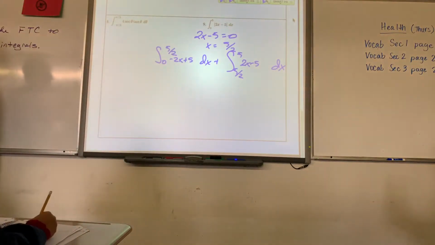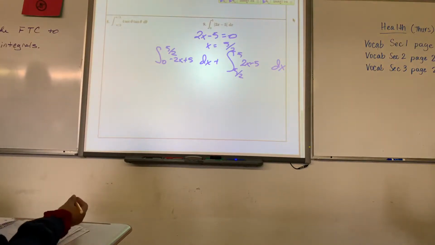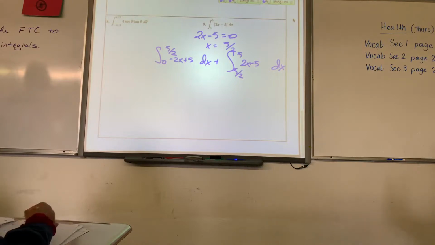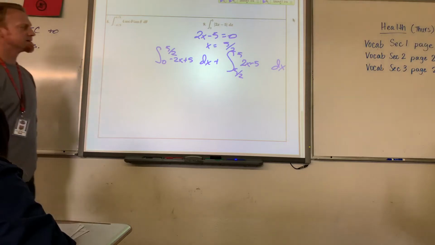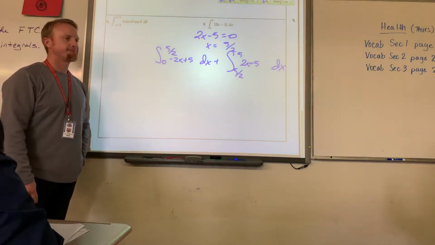Wait, what? Okay, I'm so confused on how. I get how you get the negative and everything, but what makes it where you put the 2x minus 5? I know if it's negative, you put it right there. Why do you have to put 2x minus 5 where you put it?